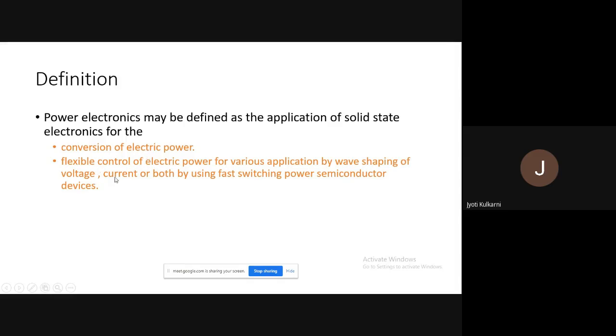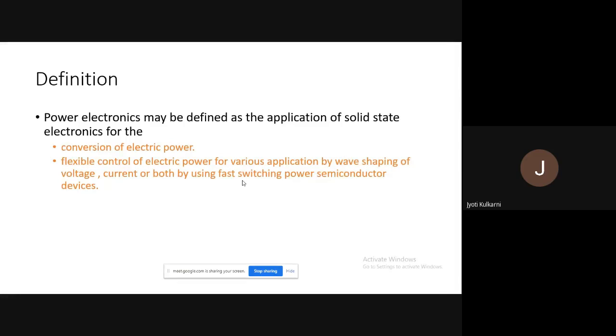By flexible control of electrical power for various applications, by wave shaping of voltage, current, or both, using fast switching power semiconductor devices. It means we are going to change the wave shape of voltage as well as current. Now, what does changing the wave shape of voltage and current mean?